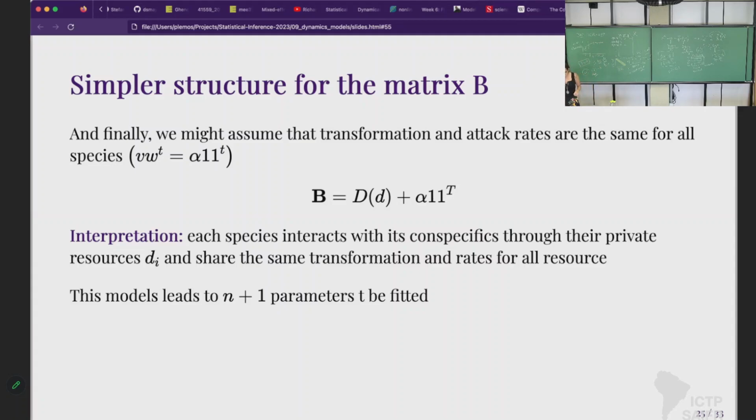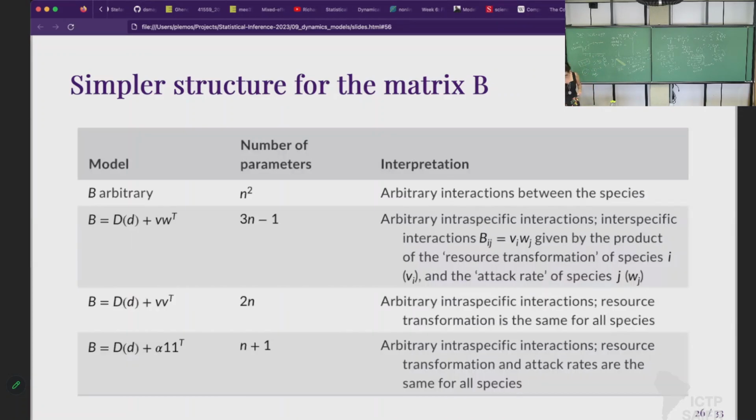So how does this model do? This is just to show the different ways that we can simplify this matrix B and the number of parameters that we're fitting. Before, what we had was an arbitrary B, arbitrary interactions for everybody, so this is fitting n squared parameters. And this is what we do when we simplify the matrix like we did now.